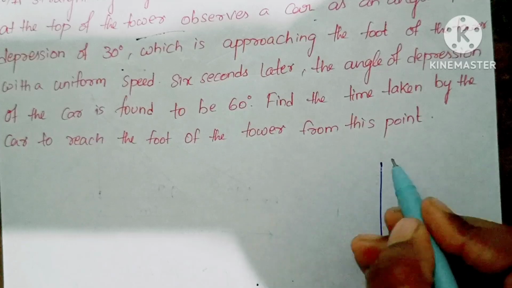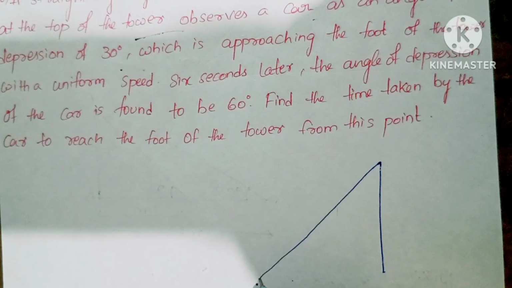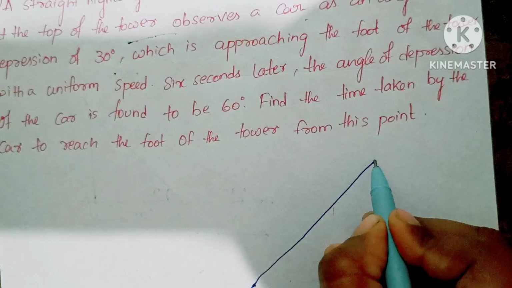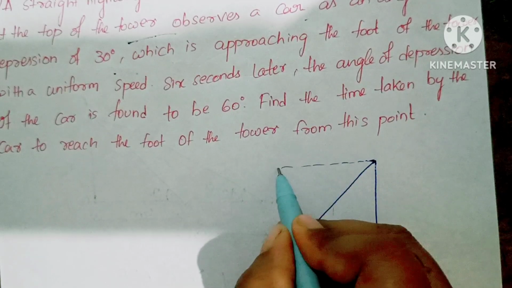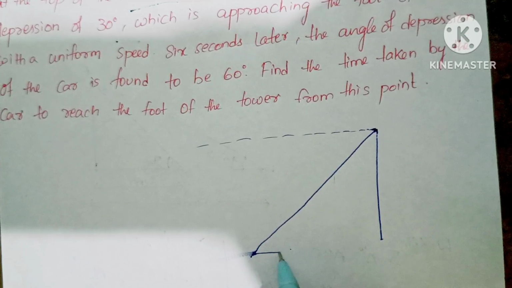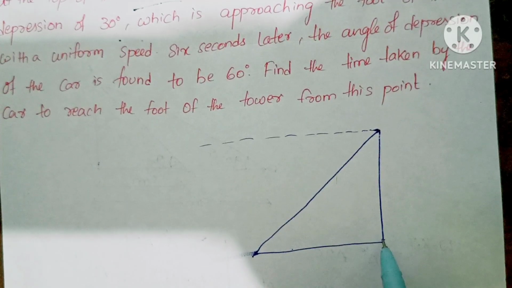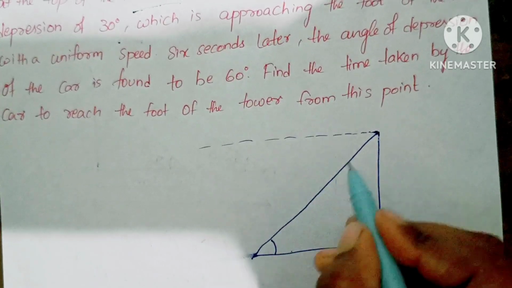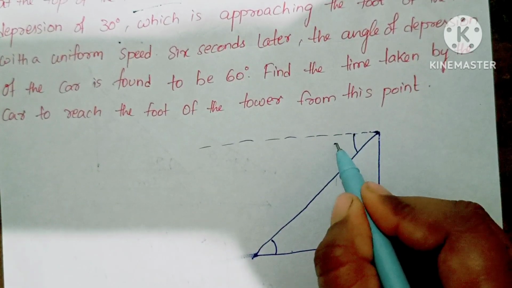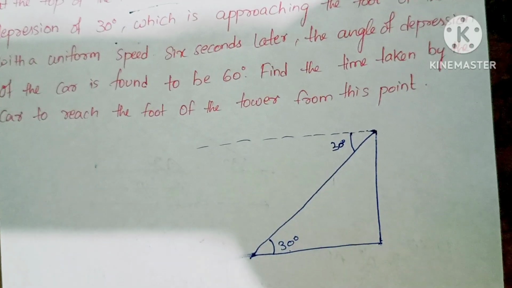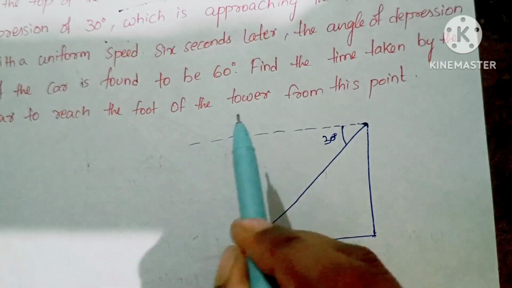Okay. So the angle of depression, how much did it create? 30 degrees. So the observer was here. So from his eye, I have to draw a straight line here. Okay. So I join this point to the foot of the tower. Here how much angle was created? 30 degrees. That means this one is also 30 degrees.